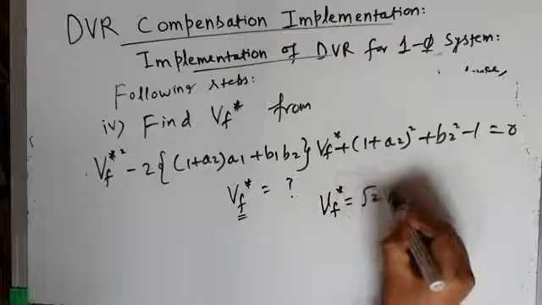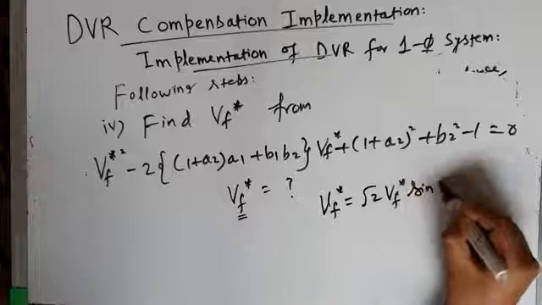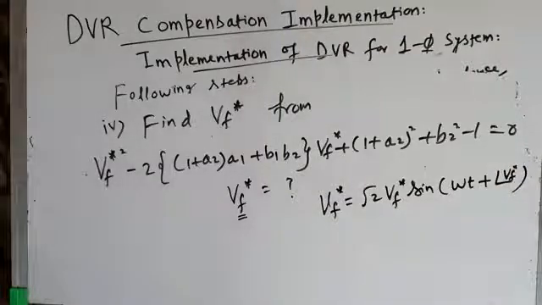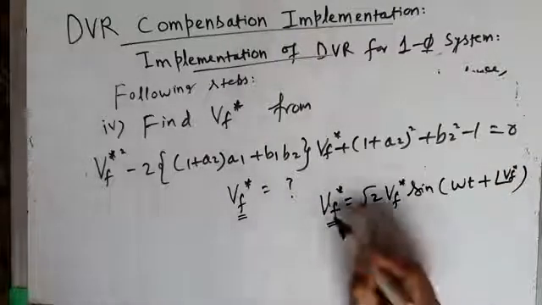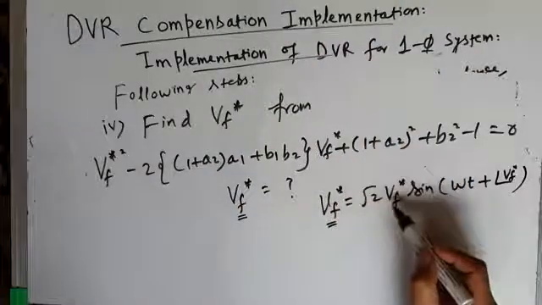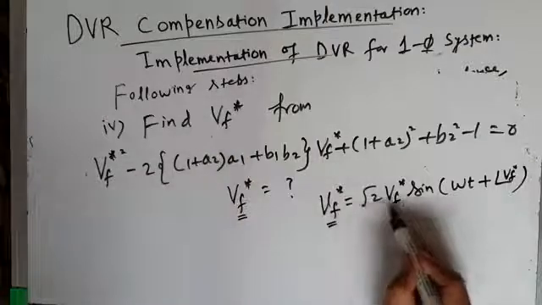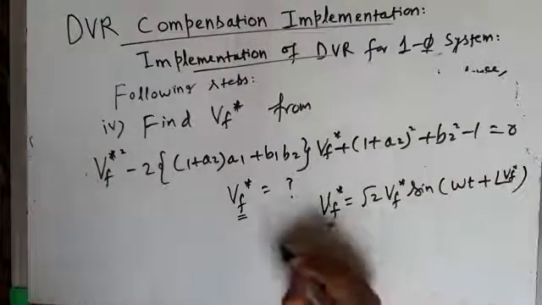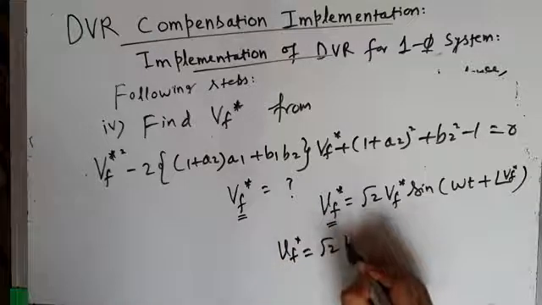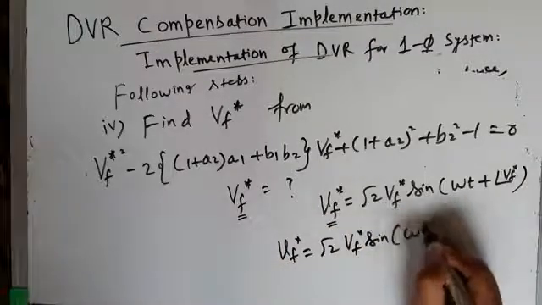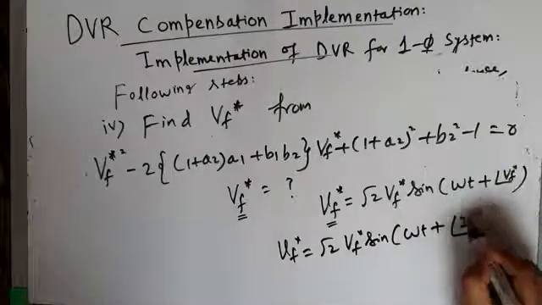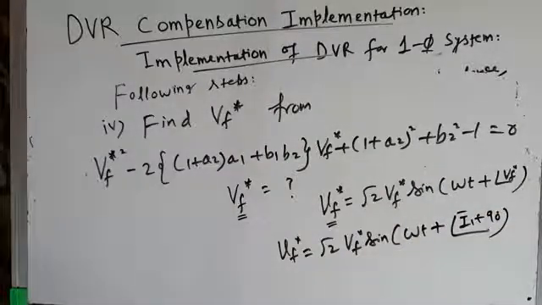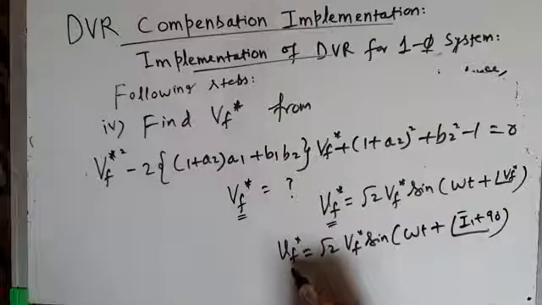VF star will be root 2 into VF star sine of omega t plus angle of VF star. Okay. So you can find the instantaneous value of this injected compensation voltage. From this equation you will get the RMS value. Multiply that by root 2. So that is root 2 into VF star sine of omega t plus angle VF. What is the angle? The angle is the phase angle of current plus 90 degrees, which you have already calculated previously.